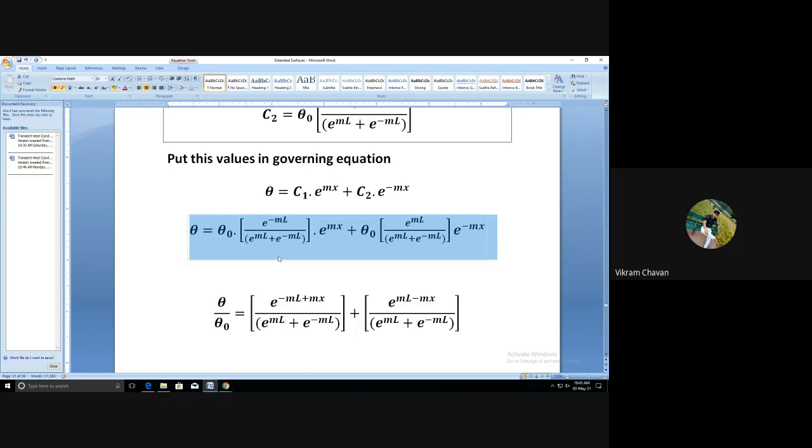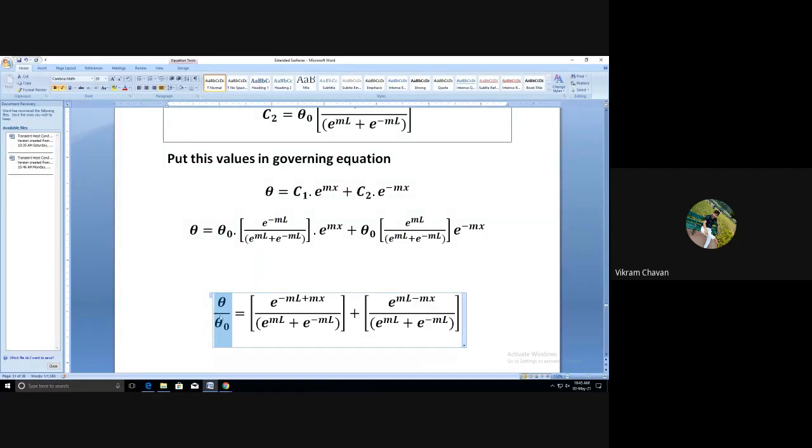Okay, so if you multiply e raised to mx inside the bracket, the multiplication of the numerator we have to perform over here, and in that the base is constant, so addition of the rest factor, and in the second term also the base is constant and addition of the rest factor. So here we have done one more operation: if you take theta naught common from the right hand side and shift that theta naught to the left hand side, we will get theta divided by theta naught.